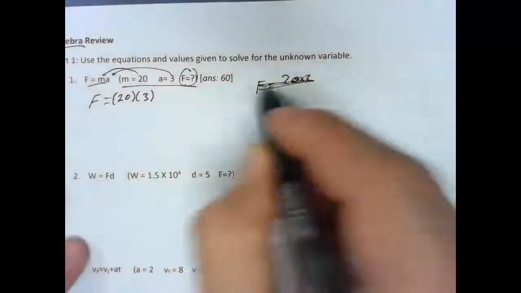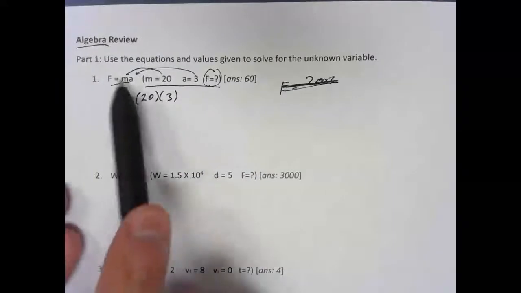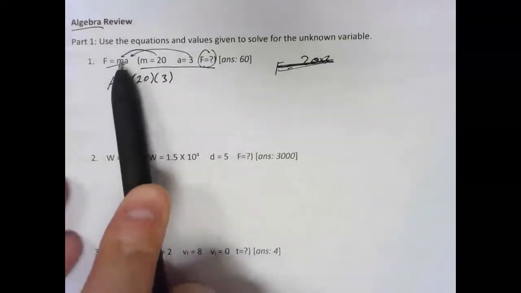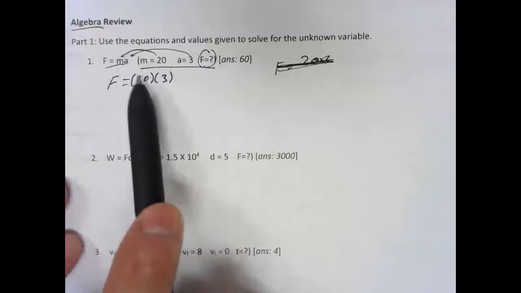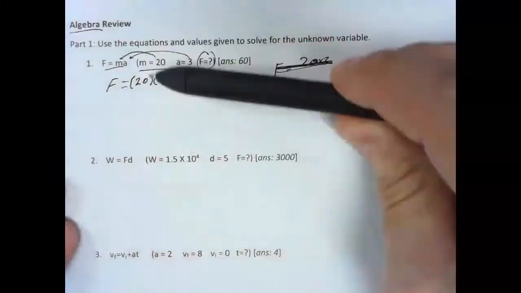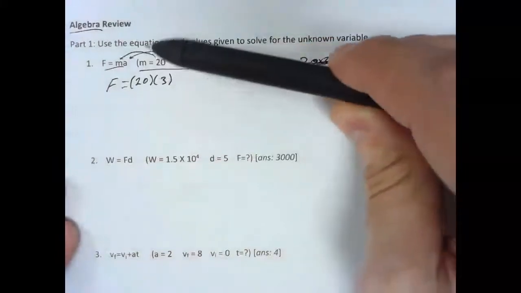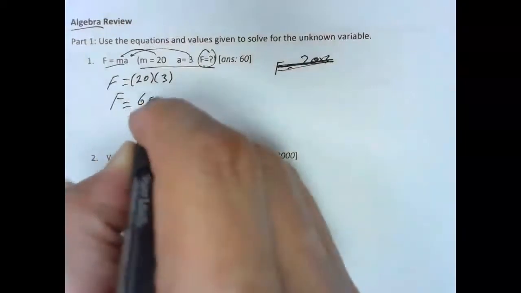So what I like to do is, this is a very strict way to do substitution. Wherever there's a letter that I know what the value is, I insert that value in for the letter and I put it in parentheses, very, very simply, and that's it. So notice, instead of an M, I have a 20 with parentheses around it. Instead of an A, I have a 3 with parentheses around it. They're still next to each other, so I still follow the rules for algebra. That means to multiply, and the force here is indeed 60.